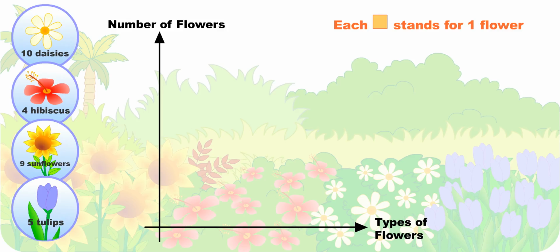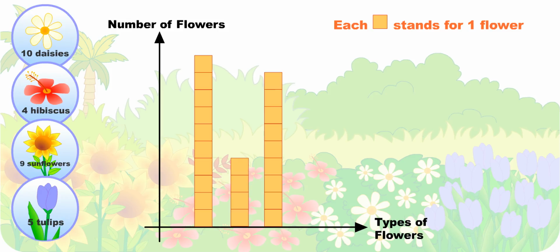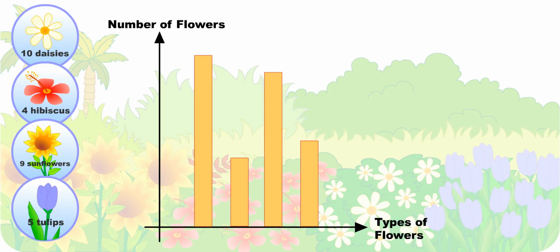If each square represents 1 flower, then 10 squares are used to represent 10 daisies, 4 squares to represent 4 hibiscus, 9 squares to represent 9 sunflowers, and 5 squares to represent 5 tulips. When all the squares are joined together, they become vertical bars like this. Can any one of you tell me what these 2 lines are for?